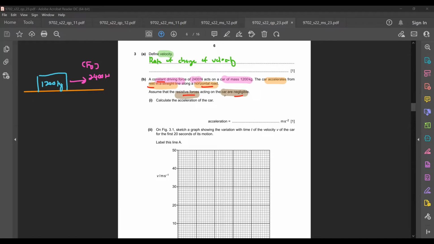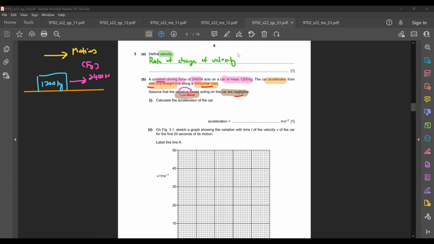We do not have any friction or resistive forces to consider because the question already told you it's negligible. So no friction to consider. Is there any other force to consider? There isn't. Your motion, let's assume it's going towards the right. So the only force acting is your driving force of 2,400 Newton.